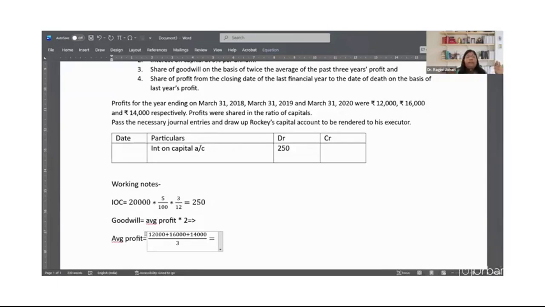And how much do we get here? Let's do this calculation very quickly. Okay. So this total comes to 42,000 divided by 3. And this is 14,000. Now, this 14,000 is the goodwill of the firm. Now from this goodwill of the firm, we are going to calculate Rocky's share of goodwill. Sorry, this is the average profit based on past 3 years.